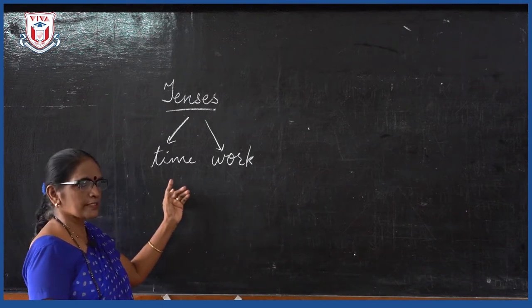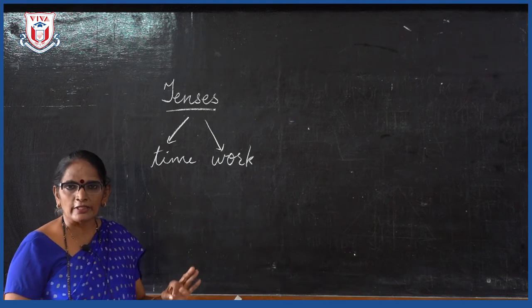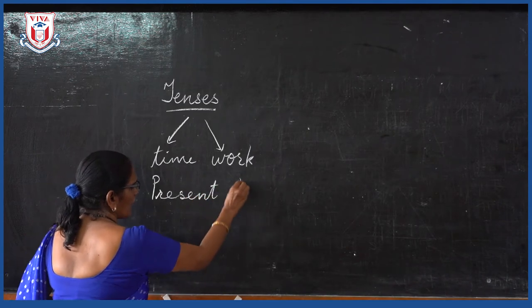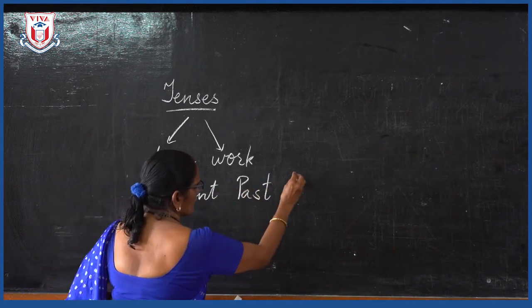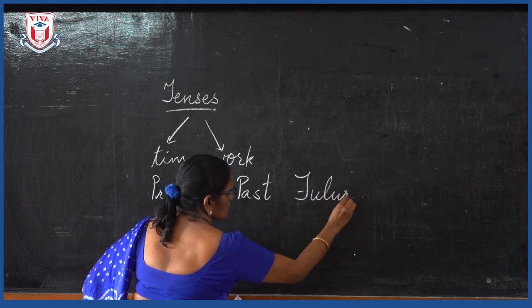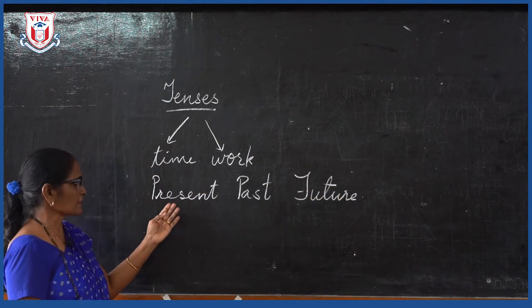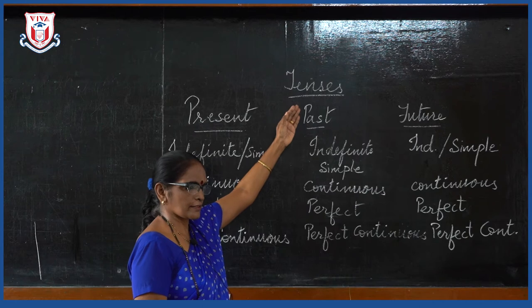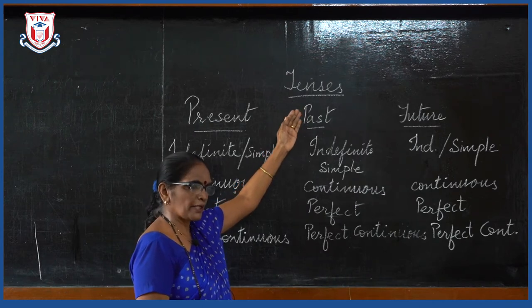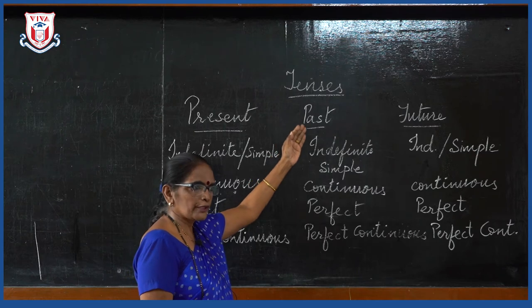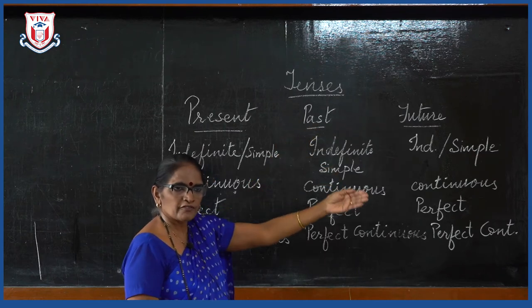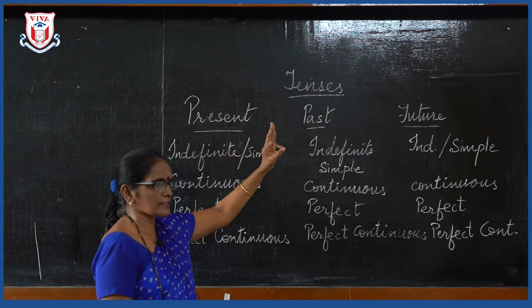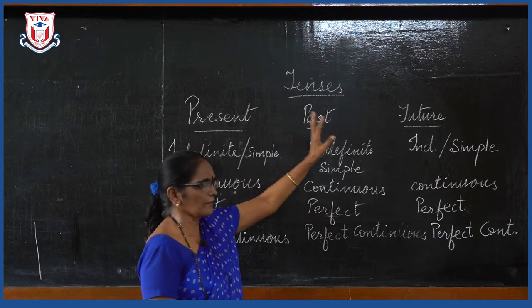Okay. And now when we say time, time has three things. One is present, past and the future. Now just now I have introduced you what is tenses. Tenses means time. When you do a particular work at a particular time, or when you do it today, tomorrow or yesterday or day after, that is known as the time. So tenses means time, and time has three things, that is present tense, past tense and the future tense.